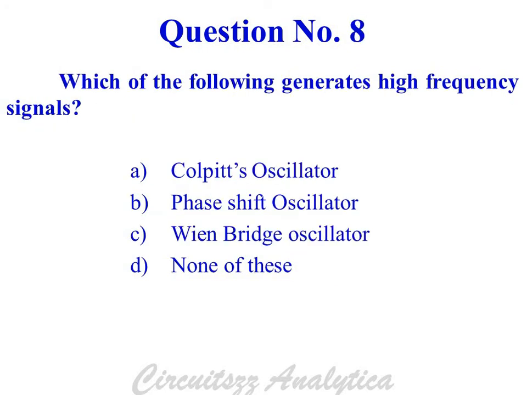Which of the following generates high frequency signals? Colpitts oscillator. Phase shift oscillator and Wien bridge oscillator generate low frequency signals, while Hartley oscillator and Colpitts oscillator generate high frequency signals. So the answer is Colpitts oscillator.